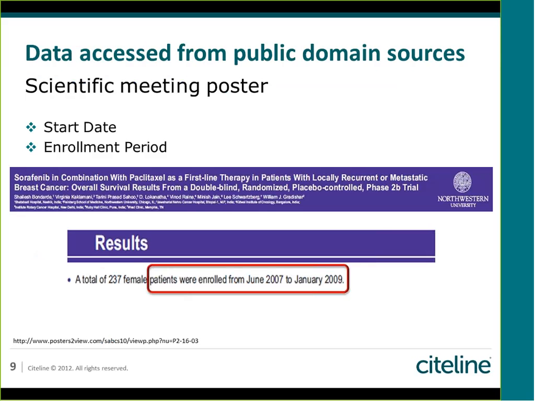So the first example here is a scientific meeting poster, which was available online and shows the enrollment period and thus the start date and actually the enrollment closure date. Here it shows that patients were enrolled from June 2007 to January 2009. So June 2007 is our start date when enrollment started, and January 2009 is our enrollment closure date, and the time between those two dates is our enrollment period.